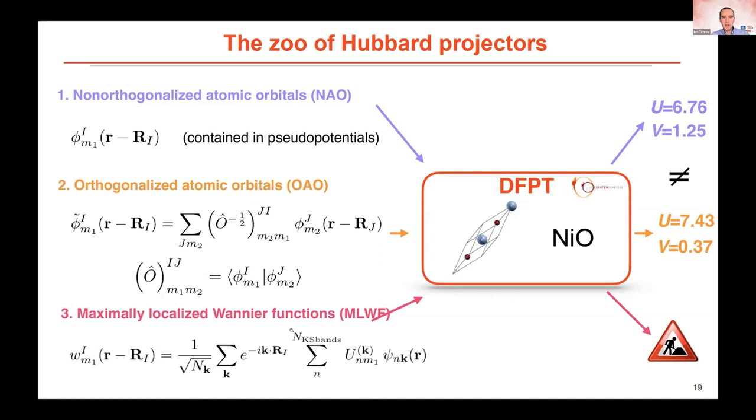Maximally localized Wannier functions are also a great choice, and I think they should be as good as orthogonalized atomic orbitals, or maybe even better in some cases, I don't know, but we are exploring this direction.